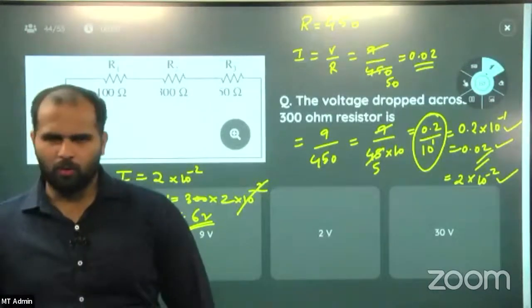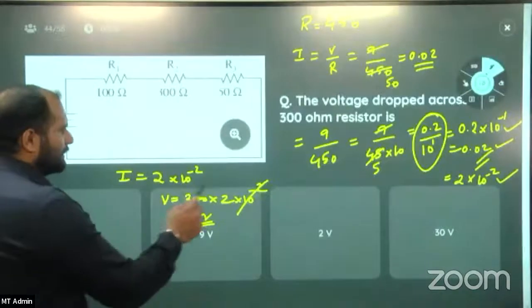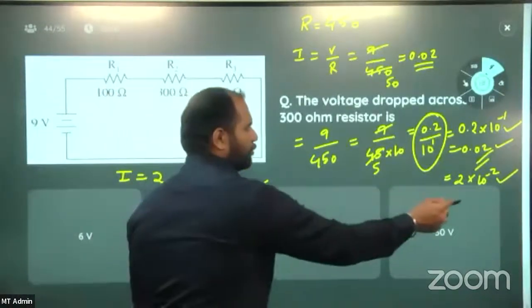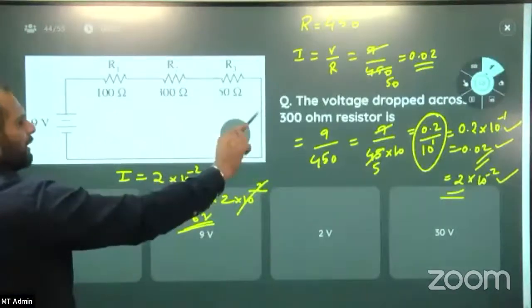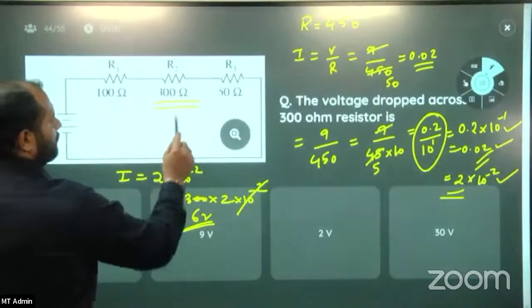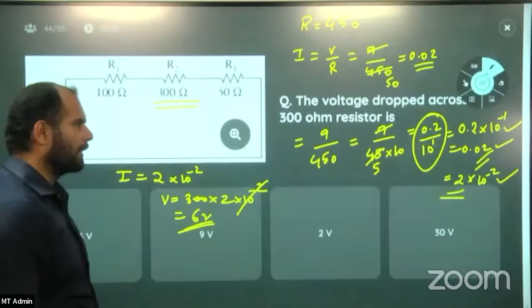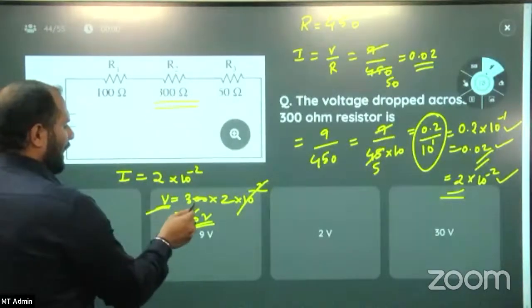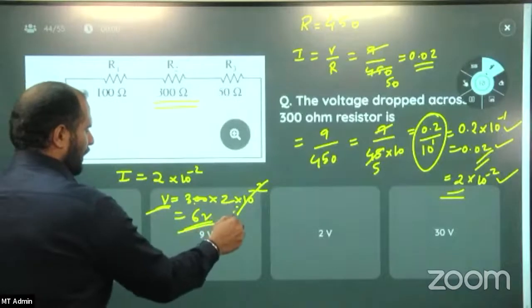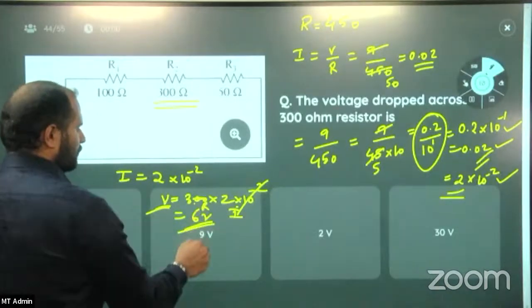Last part again. This is the current which I got, that is 2 into 10 raised to minus 2. What they have asked is the voltage drop across the 300 ohm resistor, meaning this one resistor. So voltage is basically I into R, right? So this is your I and this is your R.